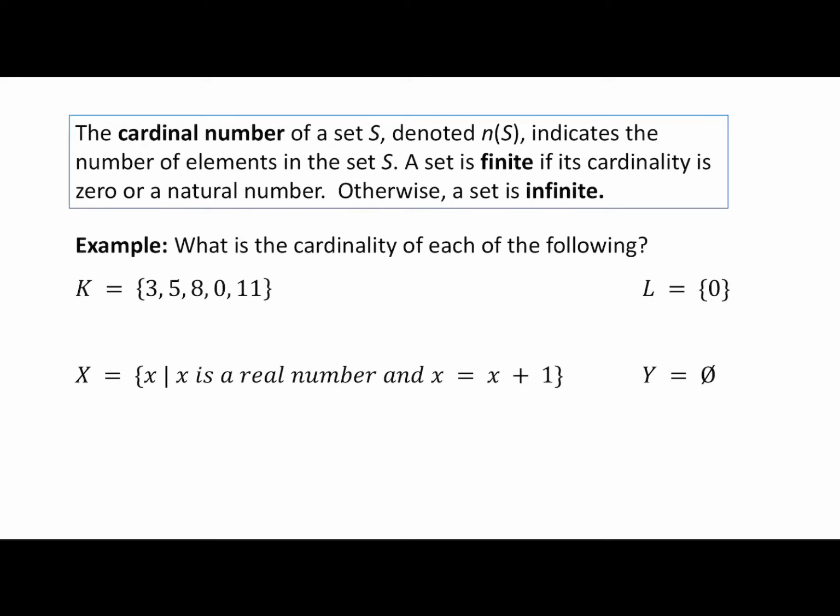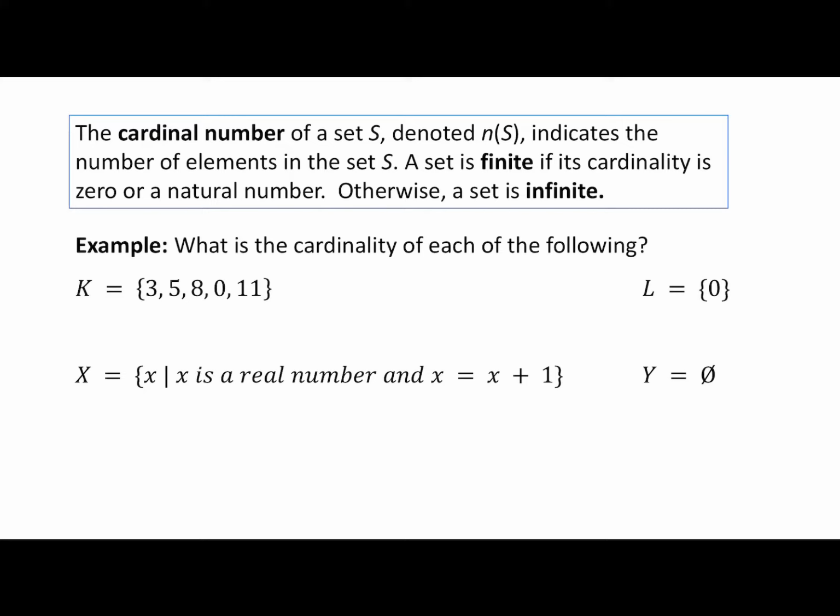All right, so now we're going to move into some properties of sets and some operations on sets. So let's start with the cardinal number of a set S. We're going to denote that with n of S. Think n for number of elements in the set S, okay? S is finite if n of S is 0 or a natural number. Otherwise, we say that the set S is infinite.